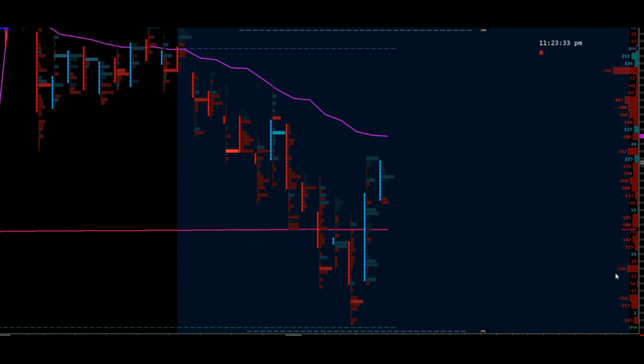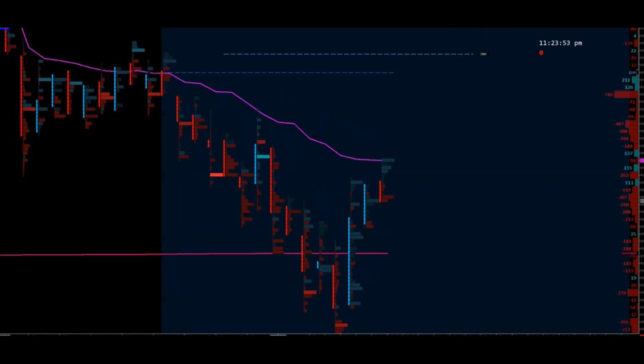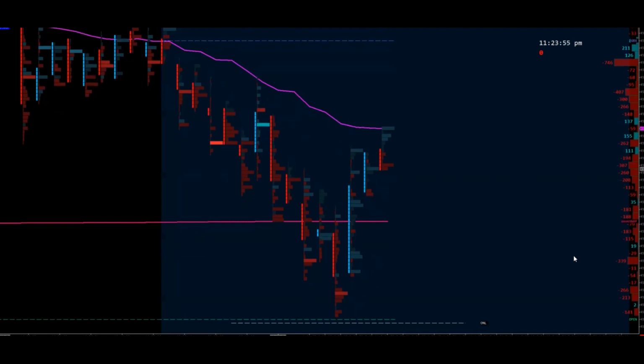So on the left here, we see we have negative 339. So negative 339 means we have 339 more sellers than buyers. Down here at the bottom, we have negative 141. We have 141 more sellers than buyers. And so if I inch this to the right, upon each candle, this delta on the right is going to grow, and you're going to see this occur.